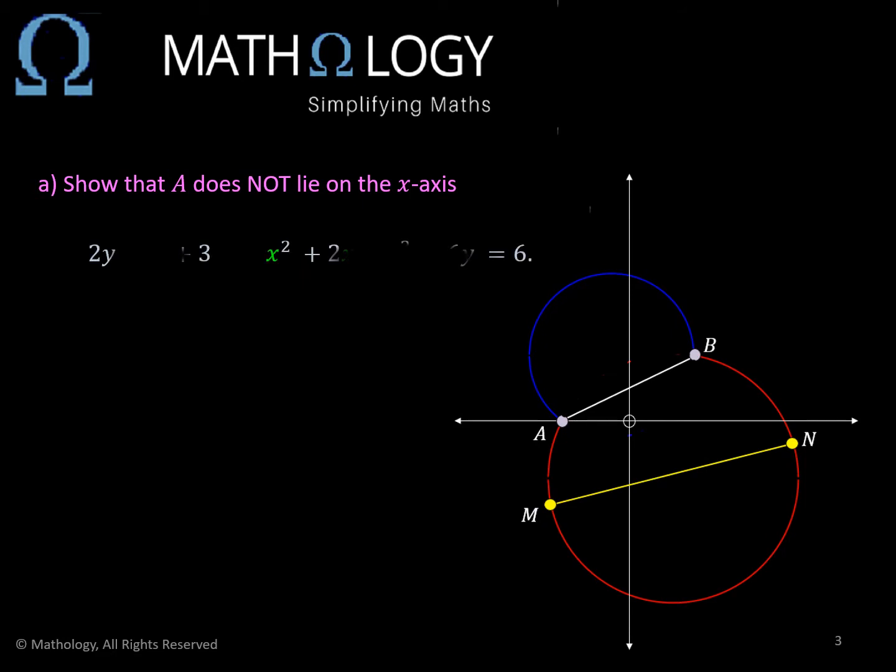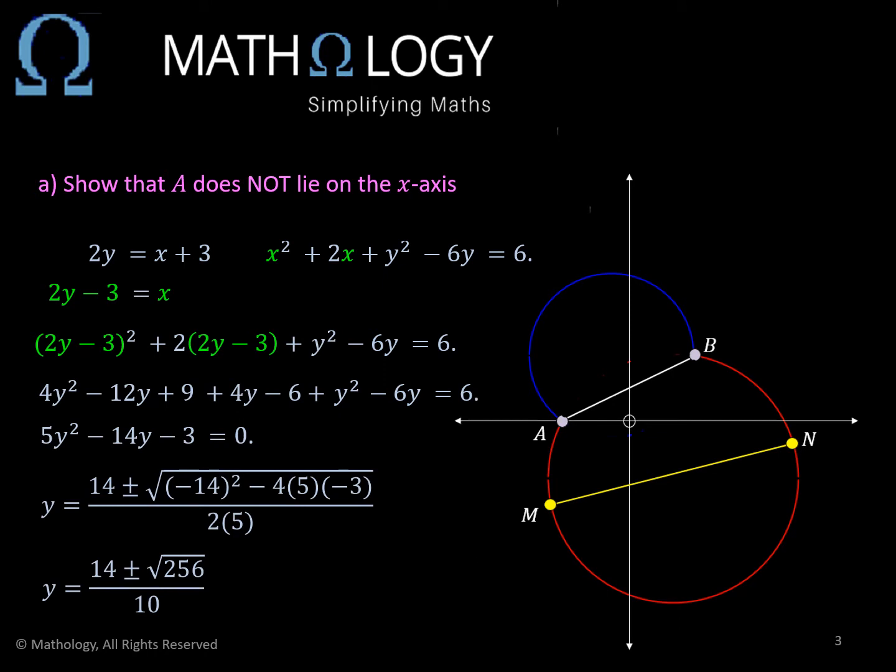So, equating the line AB and the smaller circle, we get y equals 3, or y equals minus a fifth. Neither of these solutions for y give a value of 0. If the y-coordinate of any point is 0, it implies that that point is an x-intercept. Since neither y value is 0, it implies that neither of the points, A or B, can possibly be an x-intercept.